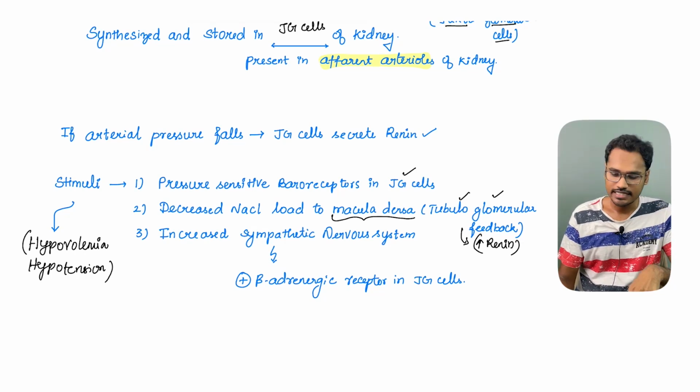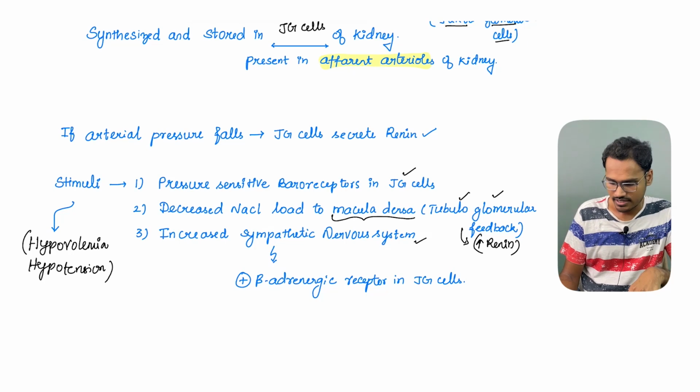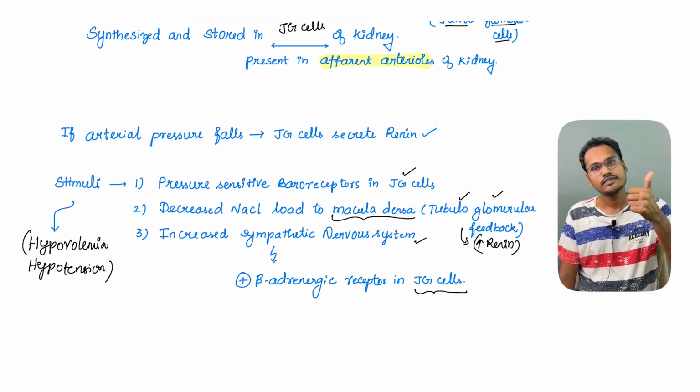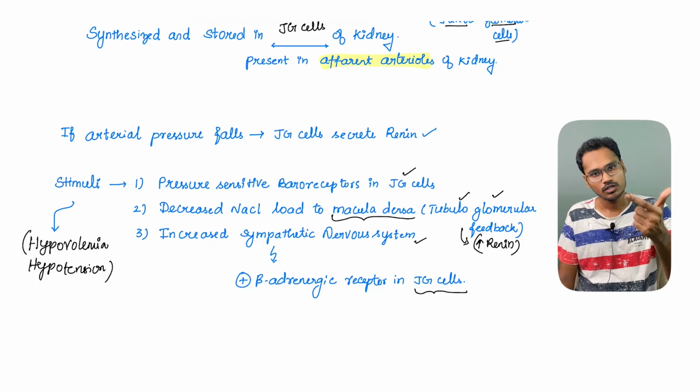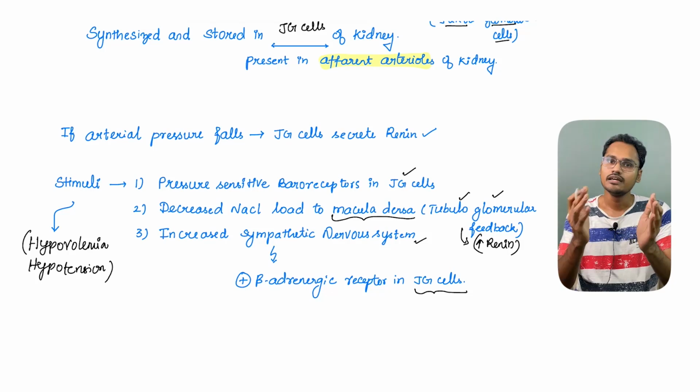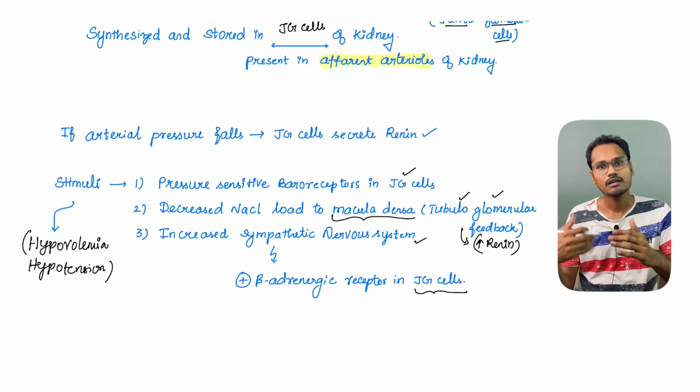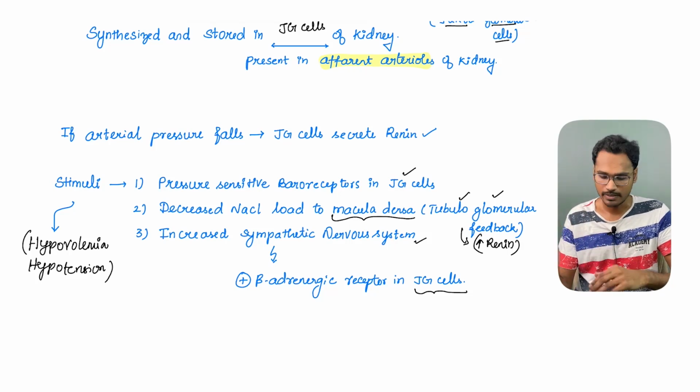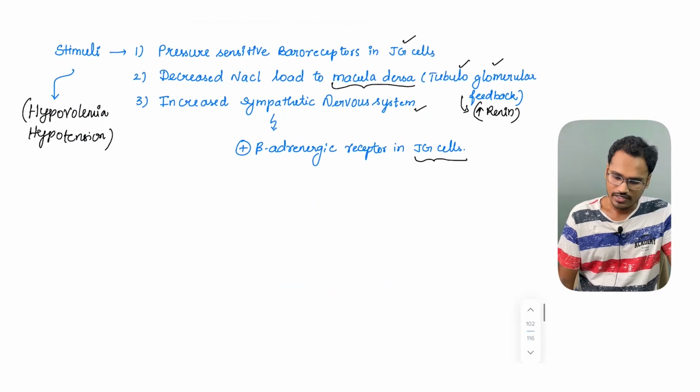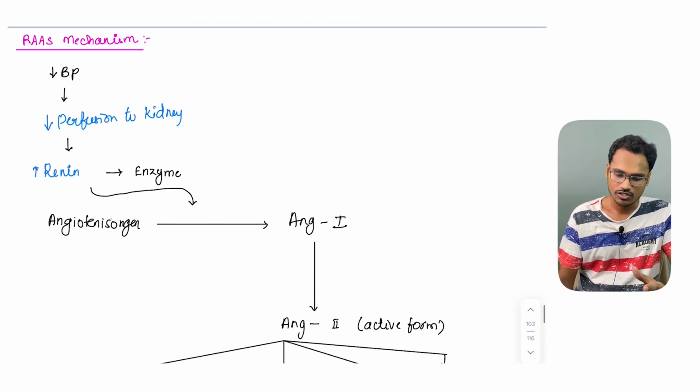Next thing is there is an increased sympathetic nervous system activity which can directly stimulate the JG cells. So first thing is whenever there is a pressure decrease or a volume decrease, this volume decrease will deliver less amount of sodium chloride to the macula densa, thereby stimulating the renin production with the help of tubuloglomerular feedback. Then all these things, whenever they are stimulated, now we have the production of renin.